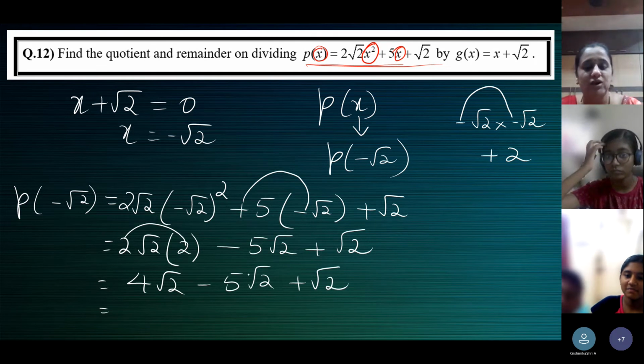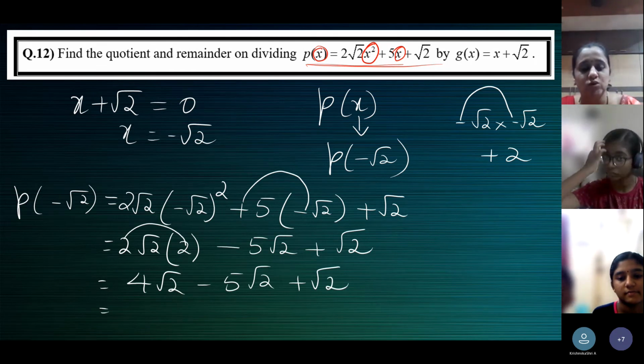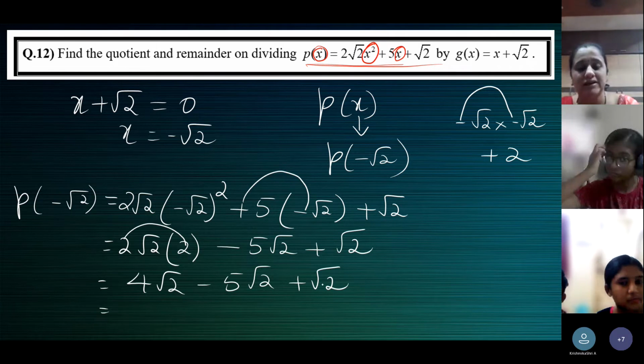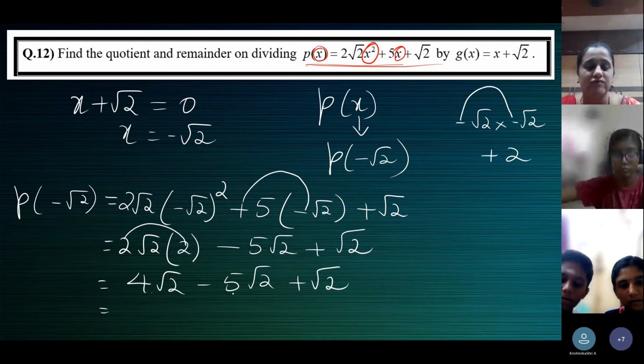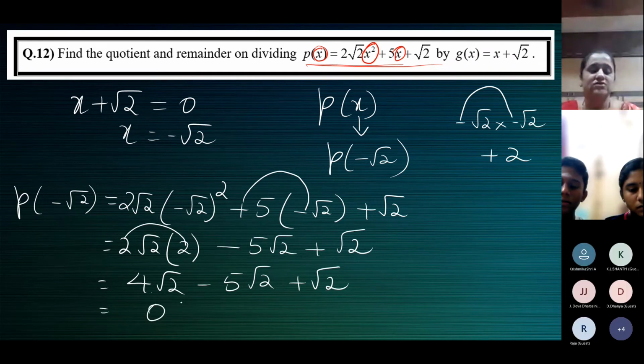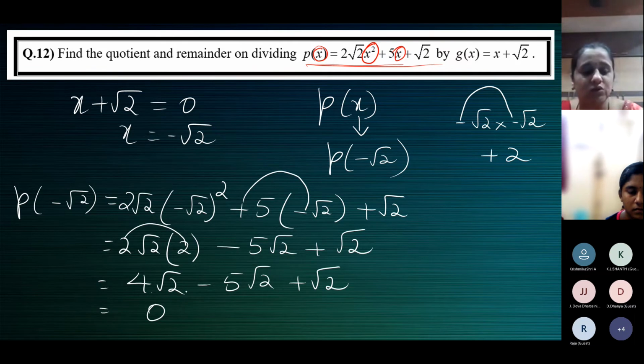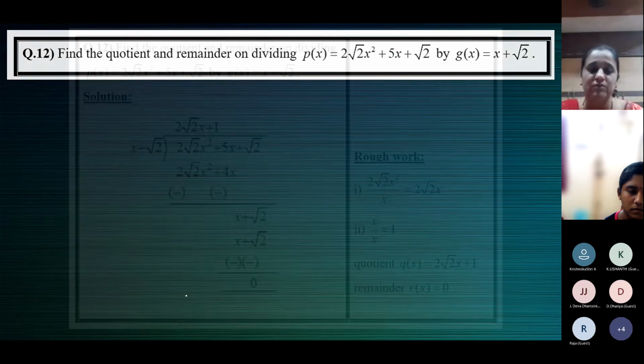So simplify this, they're all like surds. 4 root 2 plus root 2 is 5 root 2. 5 root 2 minus 5 root 2 is 0. So without performing the long division, using the remainder theorem, you can find the remainder like this. The remainder is 0. When p of x is divided by g of x, the remainder is 0.